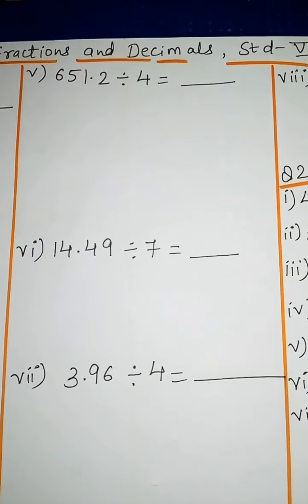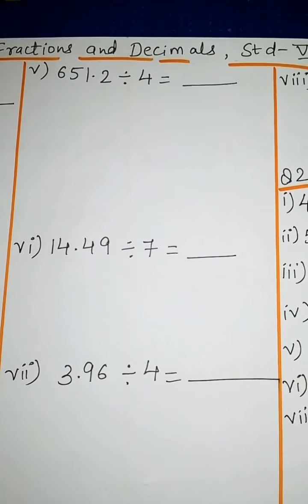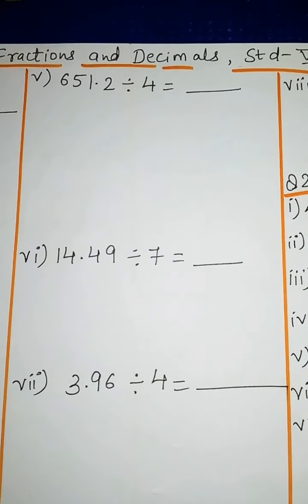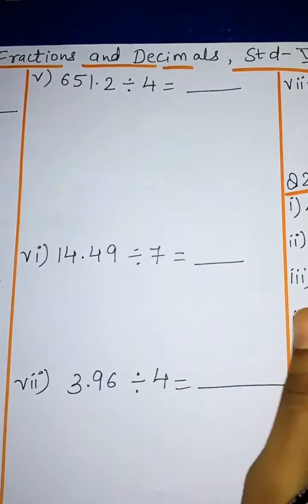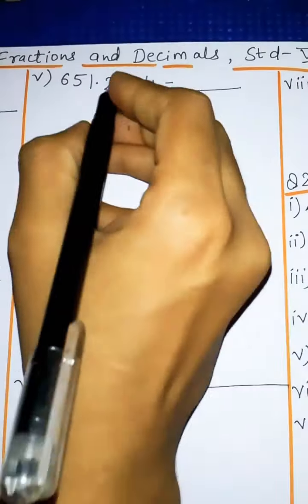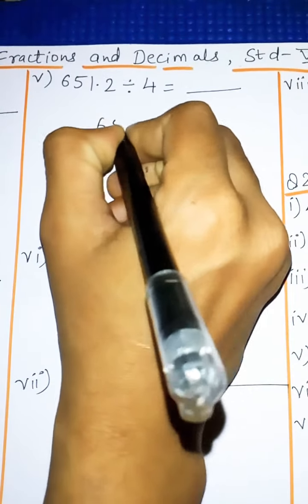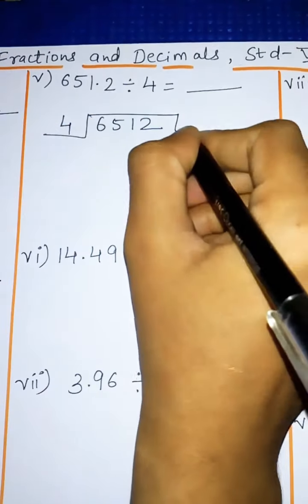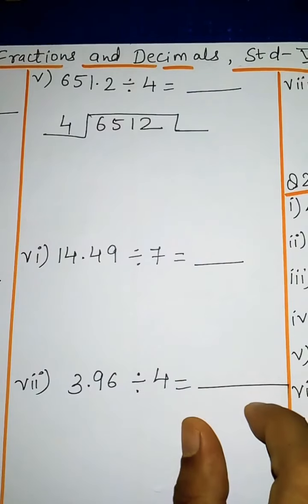So this is our fifth question. So the fifth one is 651.2 divided by 4. So first of all again we will do simple division and then in the answer we will adjust the decimal point. So let us do it. 6512 divided by 4. So again we will divide by 4.